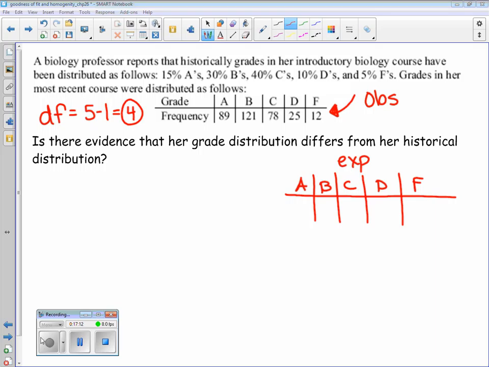Exactly. So we're going to take all of these numbers. We're going to take the 89, the 121, all these numbers and add them up. Find the total. How many total kids did she teach this year? Go ahead and add them up. Tell me what you get. And this number will be 15% of that.